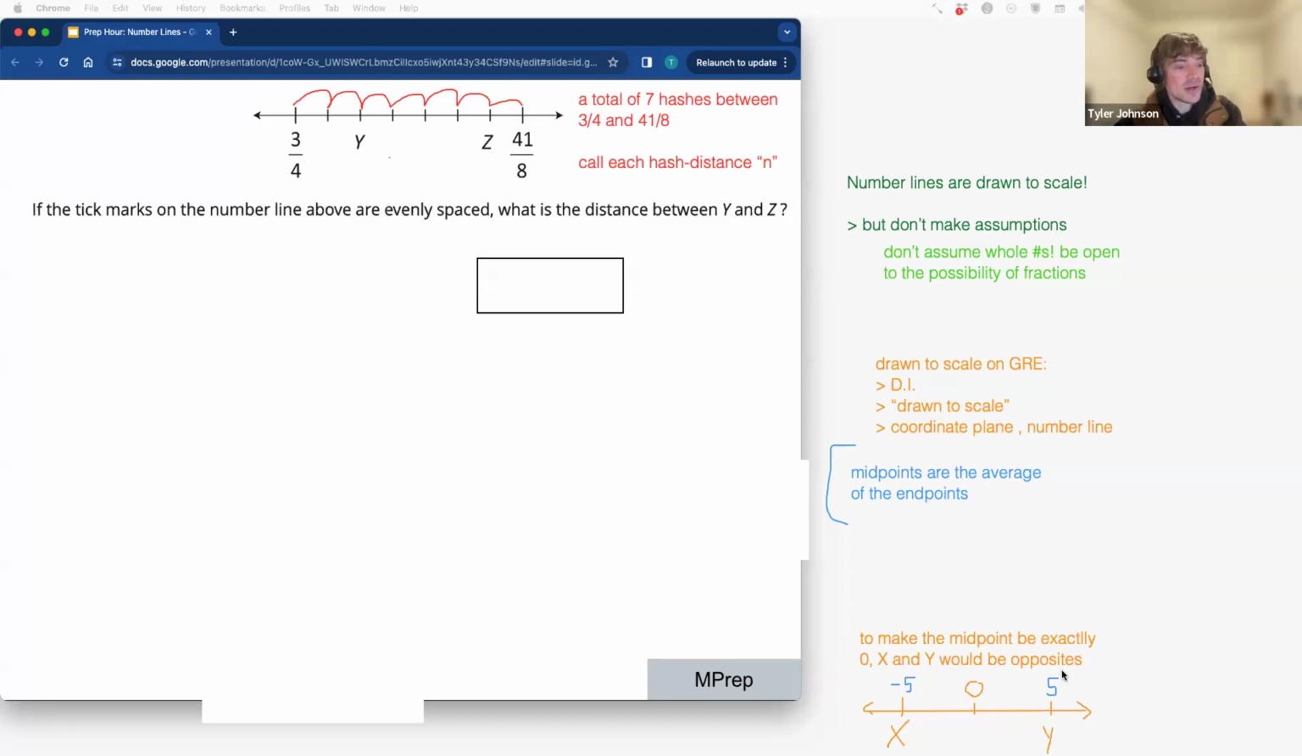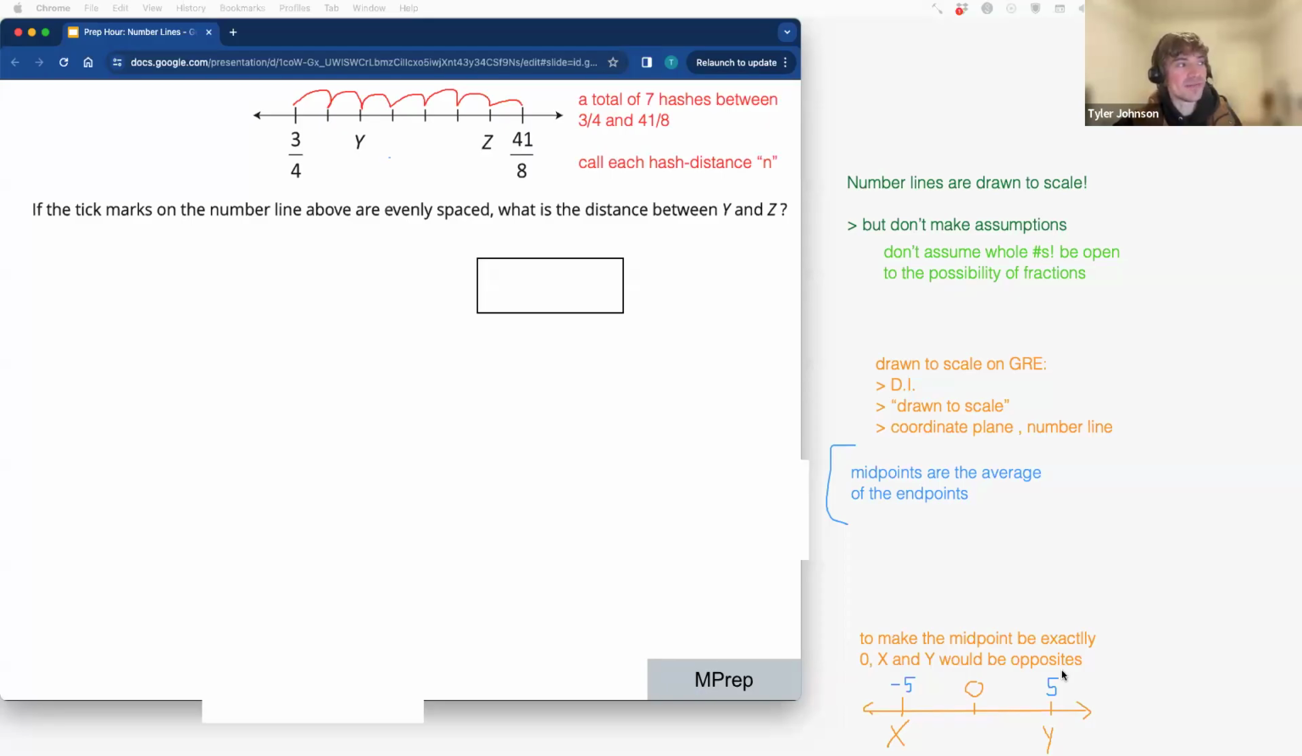So now I can form this equation: 3/4 plus 7n, 7 of those distances, is going to put you at 41/8. So now I just need to solve for n. Subtract that 3/4, then give yourself a common denominator, carry out the subtraction, and then scale both sides down by 7. And now you know the n value. Each one of those spaces is 5/8 of a unit of distance.